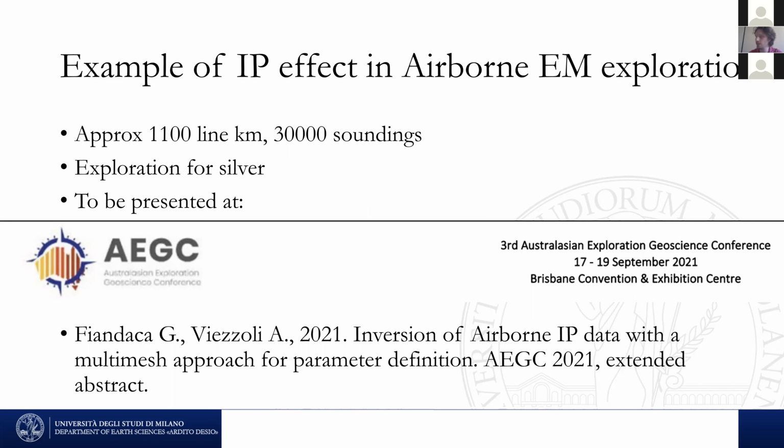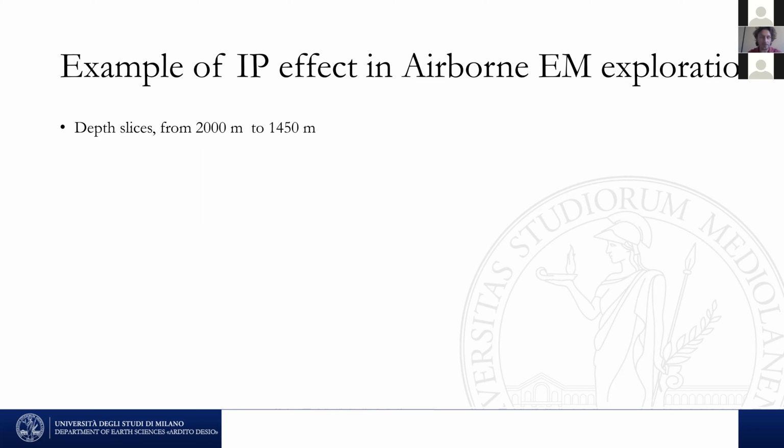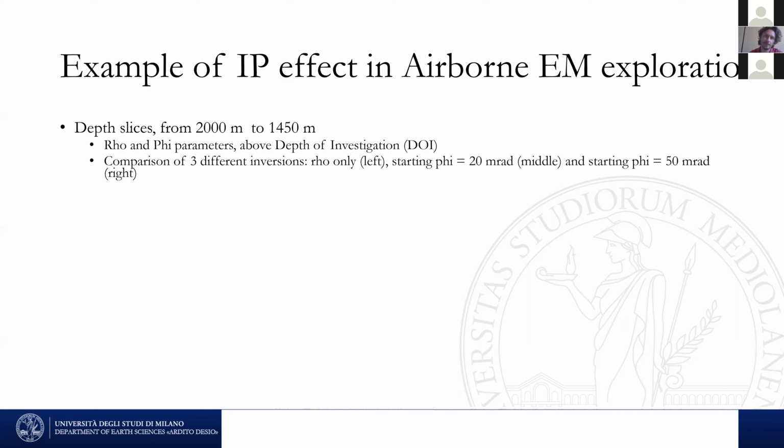But I think it's enough now to show you some of the results, even if I'm not disclosing yet where this site is. So I'm going to show you depth slices from 2,000 meters in elevation to 1,400 meters. So it's 550 meters of depth slices. I'm going to show two inversion parameters. So the resistivity, the DC resistivity, and the phase. So again, this is the ratio between the imaginary conductivity and the real conductivity.